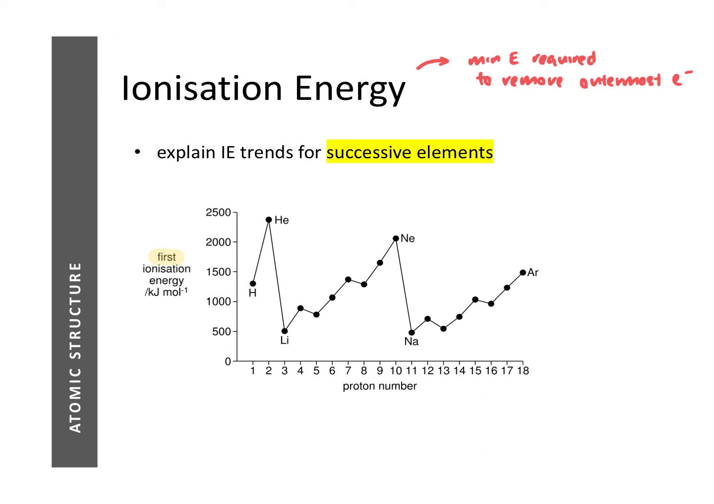So second ionization energy would be the second outermost electron. After removing the first electron, the energy required to remove the next outermost electron is known as the second ionization energy. Now if we look at the plot of first ionization energy versus proton number, or versus the elements as we go across the period, there are certain trends that we can observe, and we can learn to explain now that we have learned how to write the electronic configuration for the different elements.